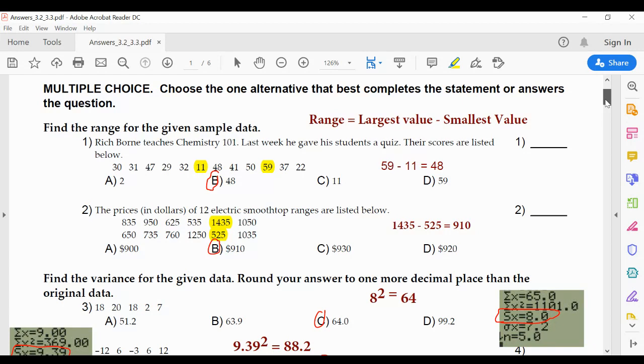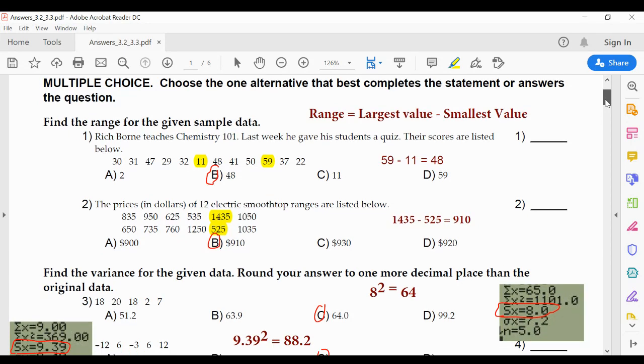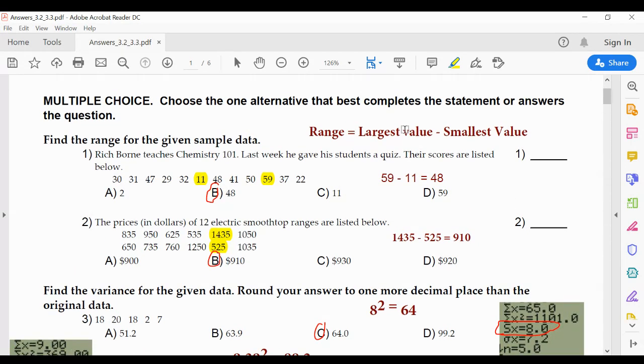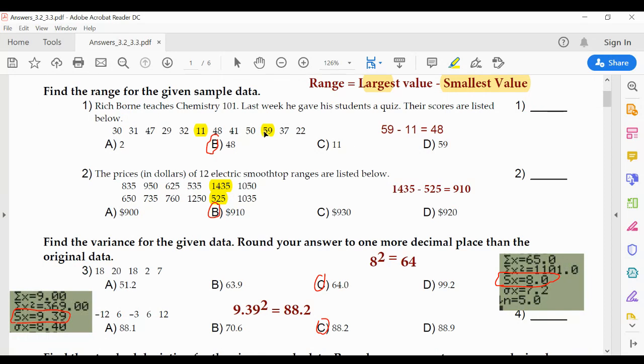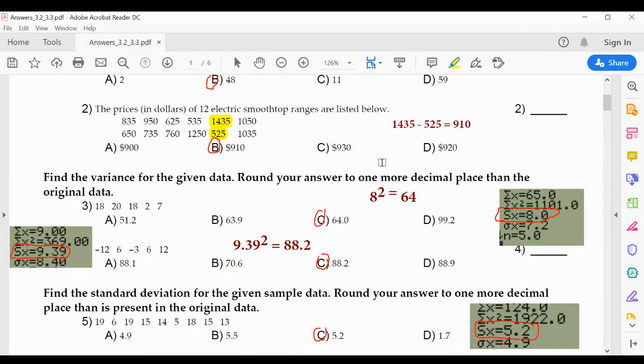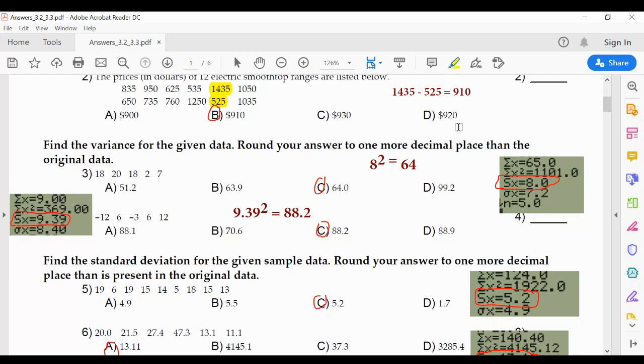The easiest value to calculate when it comes to measures of central tendency is the range. The range is simply the largest value in the data set minus the smallest value. Straightforward. In this set of numbers here, 59 is the largest, 11 is the smallest, 59 minus 11 giving you a range of 48. In number two, largest value is 1435, smallest value 525, difference is 910. Largest minus smallest, that's the range.